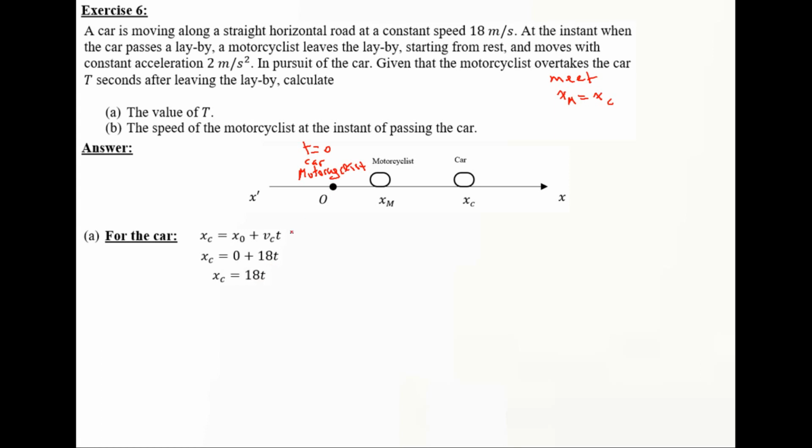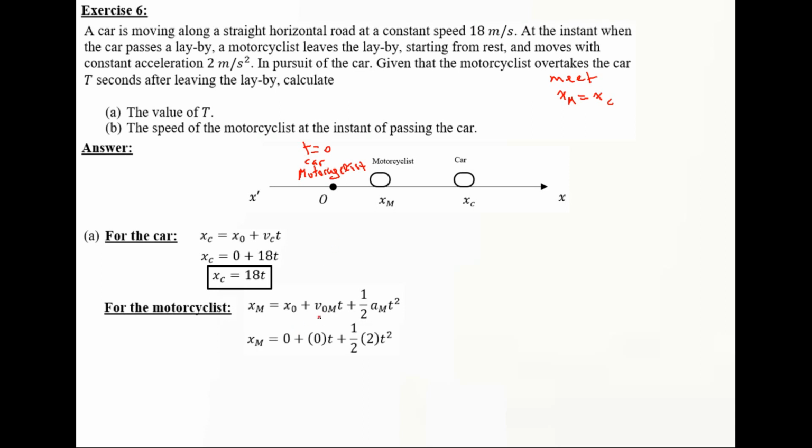Then the position-time equation for the car is given by 18t. What about the motorcyclist? It is accelerating, so this is the position-time equation. The initial position is 0, and we know that the motorcyclist leaves the lay-by starting from rest, then the initial speed would be 0 and the acceleration is 2. Then the position-time equation for the motorcyclist is given by t squared.